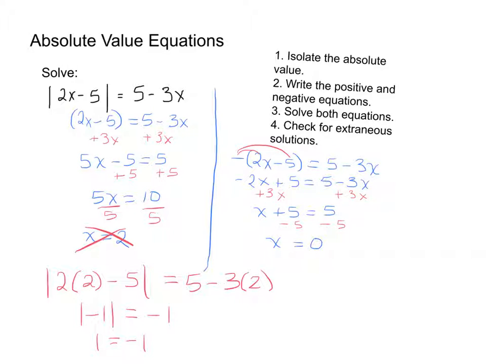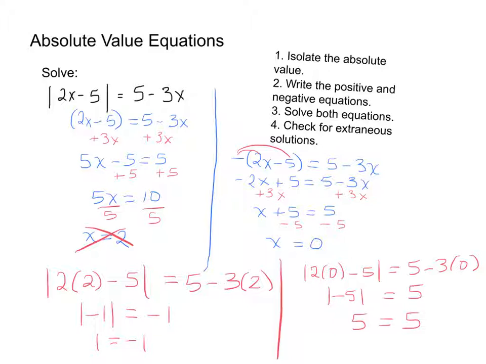And then we'll try the 0. So I'll do the same thing, replacing the x's with zeros. So I get absolute value of negative 5 equals 5. Absolute value of negative 5 is 5, so 5 equals 5, which means x equals 0 is a solution to that equation.